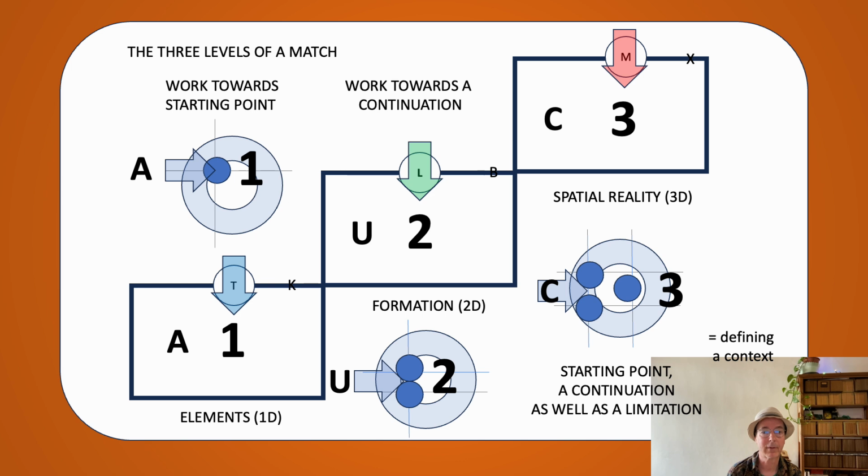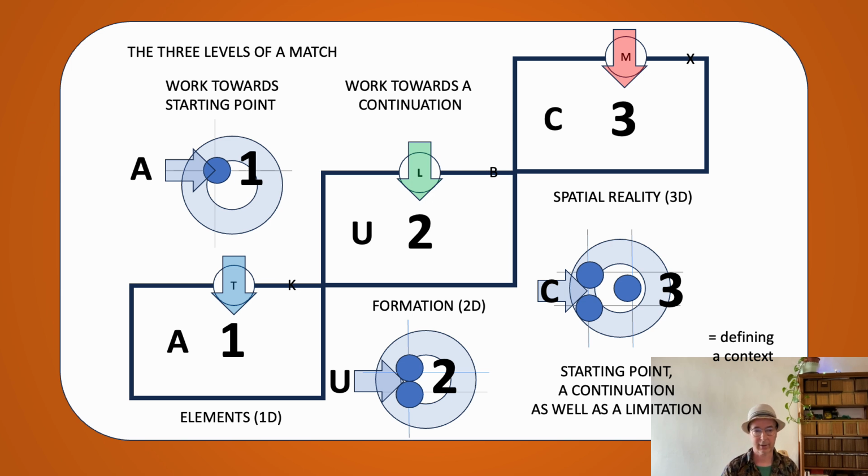So in each section, in each space, we have 3 levels of strength, let's say. 3 levels of how much this matches with our reference point. So in the first dimension we have the elements, and the first goal was actually to make it work, that we have a starting point. The letter A is the first letter, our work towards a starting point. It is going towards 1. It's still less than 1, but it's going towards 1.